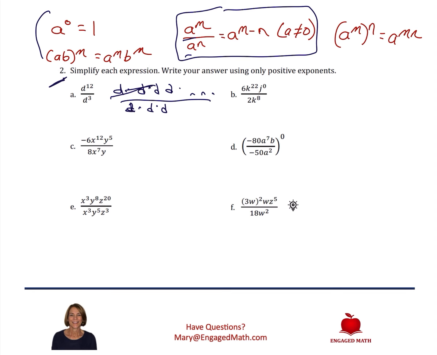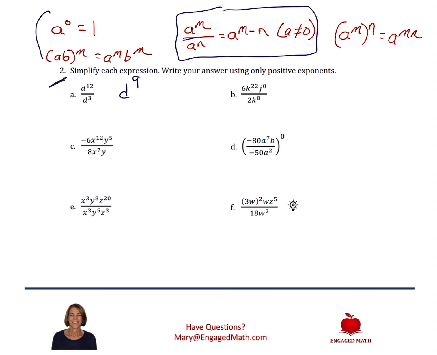So let's look at that rule and see how it's going to help us right here. D to the 12th over d to the 3rd is simply 12 minus 3 for the exponent. So our final answer for this one is simply d to the 9th.